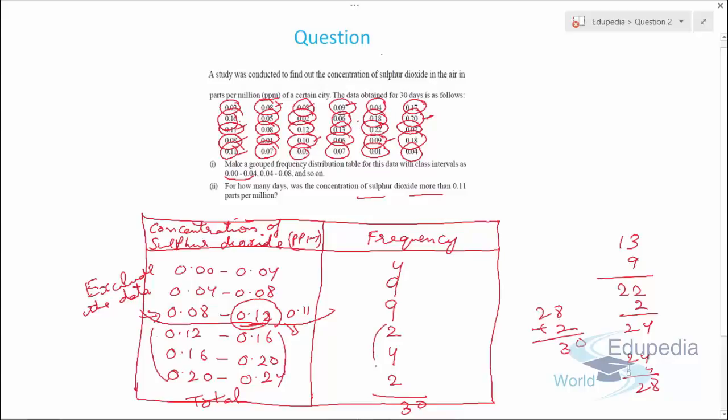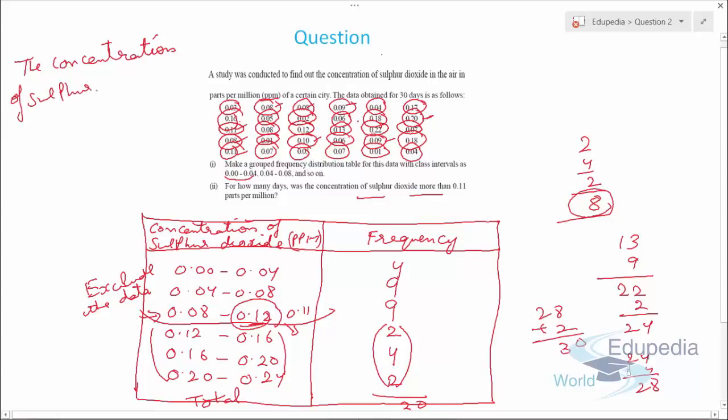So we need to add all these frequencies, right? So it will be 2 plus 4 plus 2. So it will be 8. So this means we can write over here the concentration of sulfur dioxide was more than 0.11 parts per million for 8 days, right? So it was for the 8 days. So this is how we can extract the information from the presentable data, right?